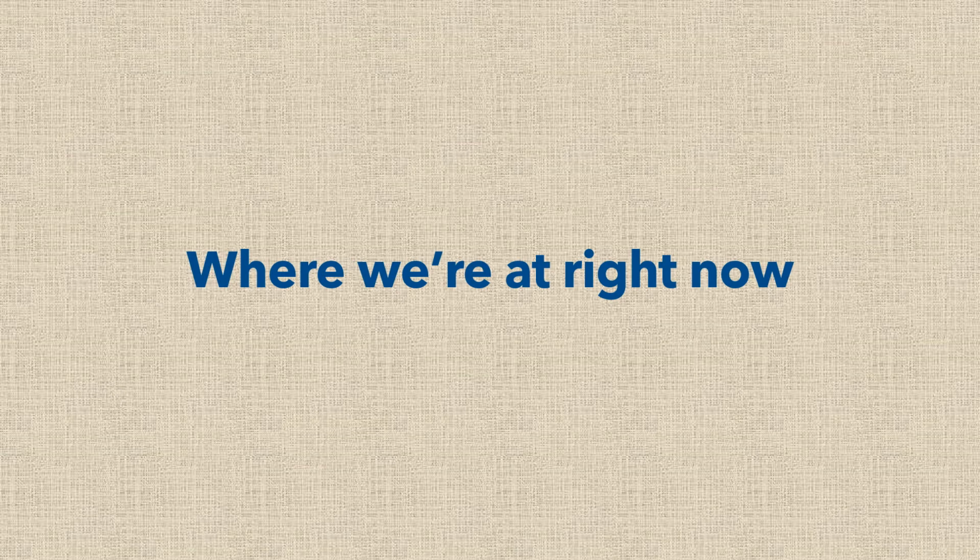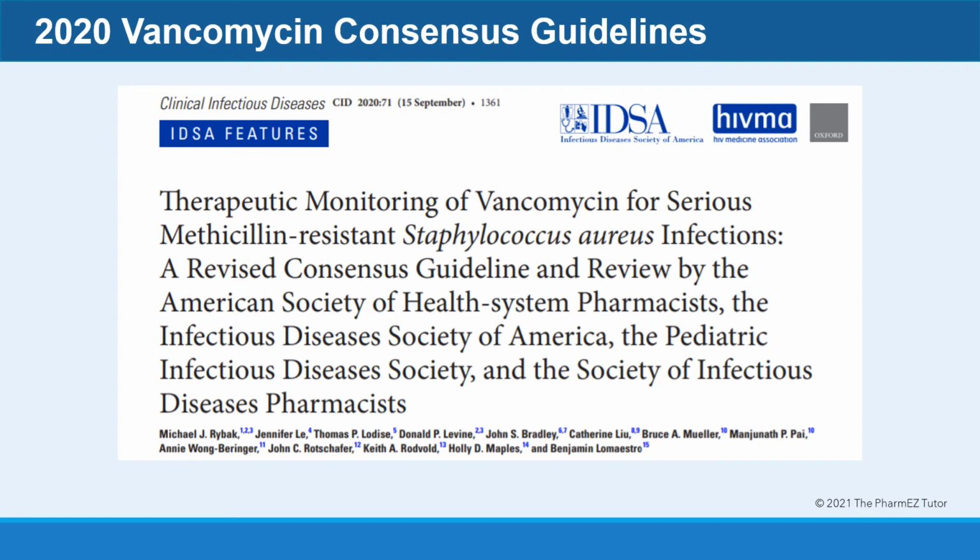So let's discuss where we're at right now. In the year 2020, the same group of experts published a revision of their 2009 Vancomycin Consensus Guidelines. The 2020 Consensus Guidelines were endorsed by the American Society of Health System Pharmacists, the Infectious Diseases Society of America, the Pediatric Infectious Diseases Society, and the Society of Infectious Diseases Pharmacists.